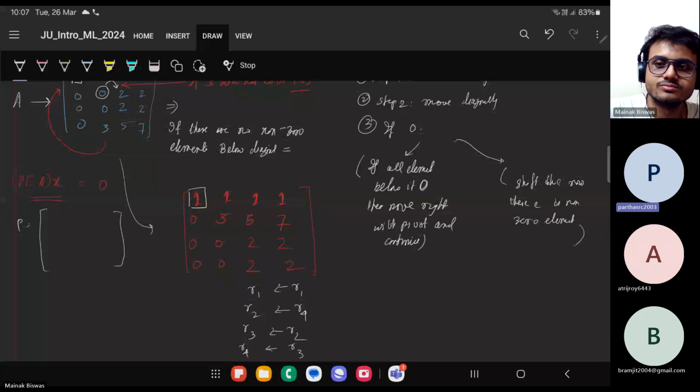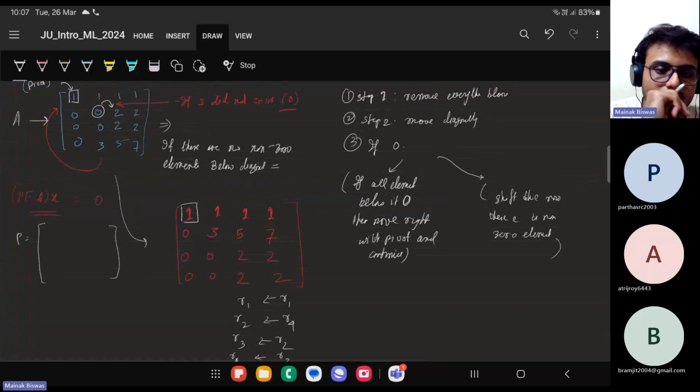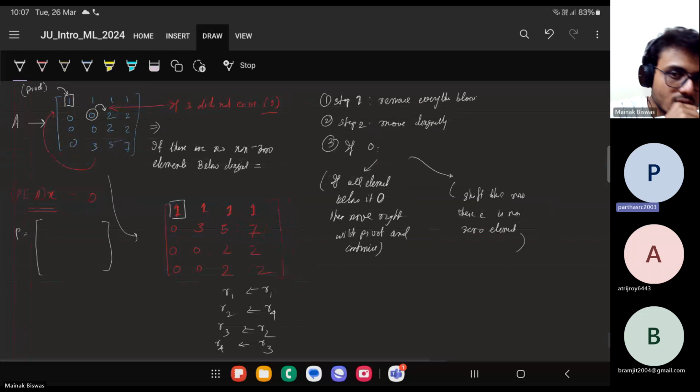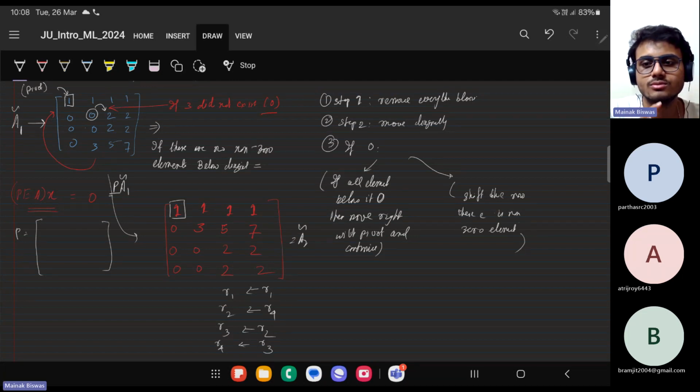Means basically I will locate the non-zero row. First tell me the answer. First row, you tell me. I have already shown how to do that. It's going to be 0, 3, 5, 7. For the second row, I have to multiply P1 and get this A2. So I have to find this P. What will be the P? Tell me the first row, then O3 will tell me the second row.